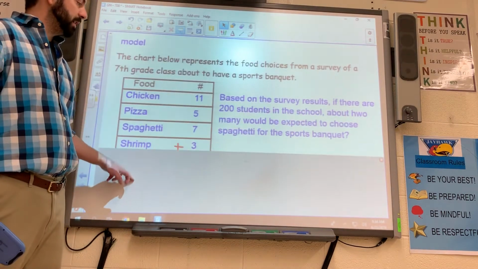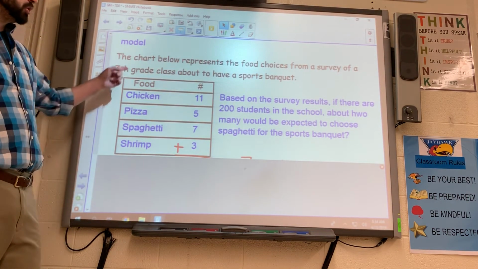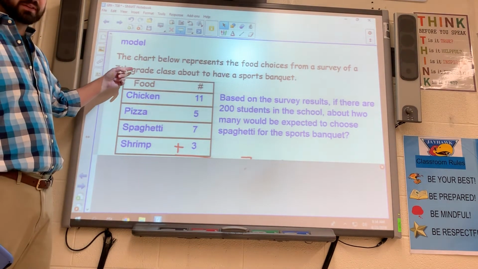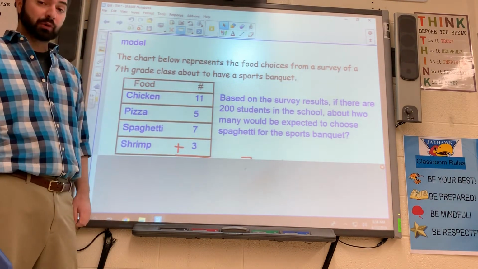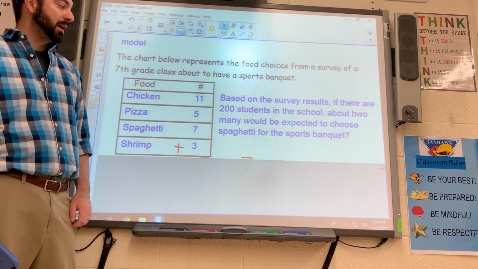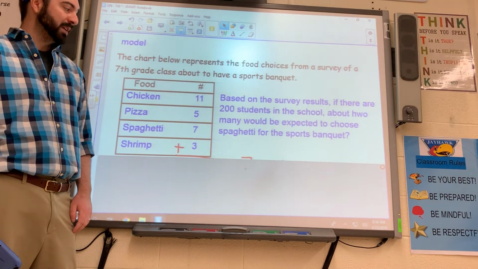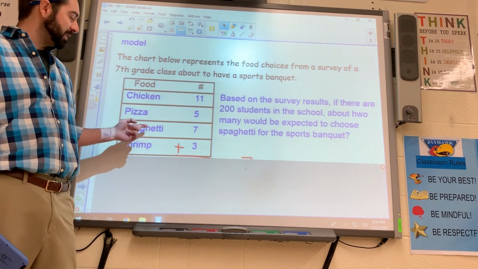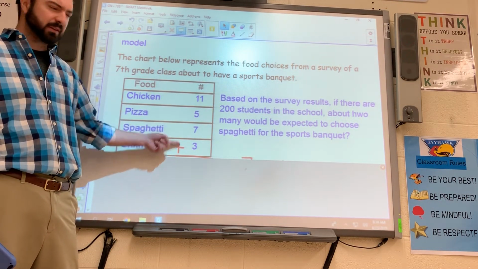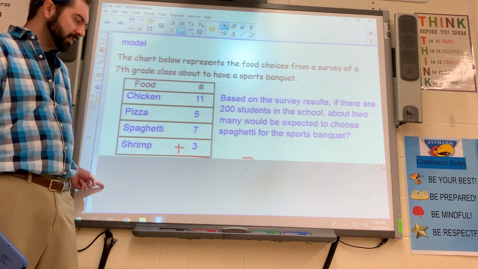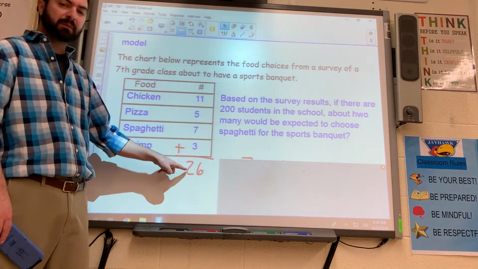And last one here before we try a couple on our own. The chart below represents food choices for a 7th grade sports banquet. Based on the survey results, if there's 200 people coming to the school, about how many would be expected to choose spaghetti? Well, I know that spaghetti is an option for 7 people out of, well, I got to figure out how many people they even surveyed because this is definitely not 200. So the first thing I figured out, well, there's 26 people surveyed.